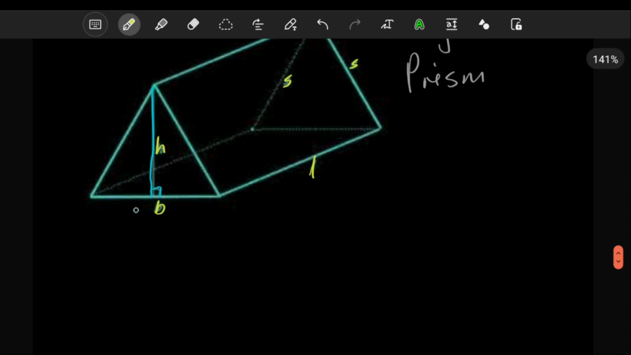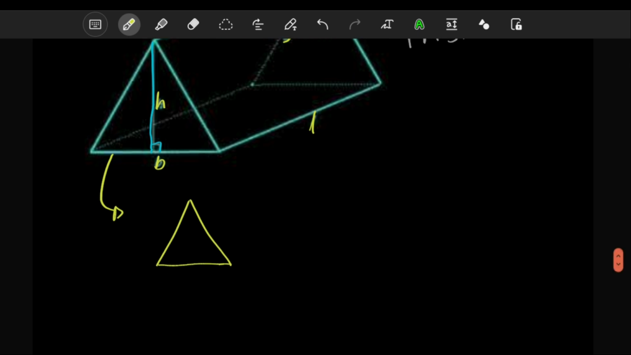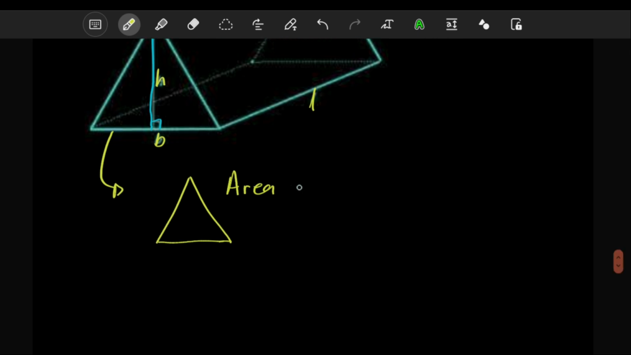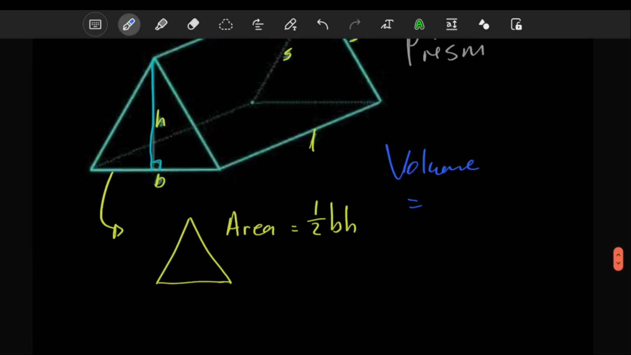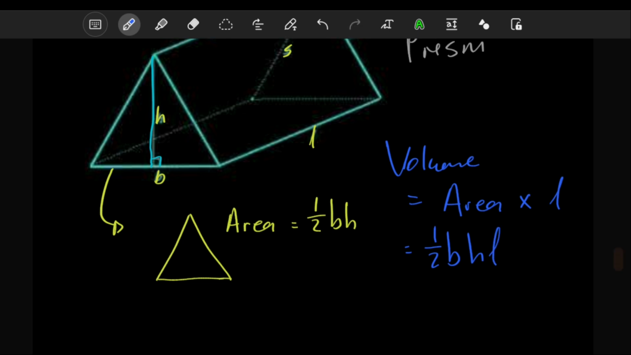When you're looking at the area of the shape in front, because it's just a triangle, the area would just be half base times height. Nothing crazy, nothing major. Hence, when you get the volume, it's just the area of this front shape extended, which is half base times height, the area of the triangle, multiplied by the stretch there.